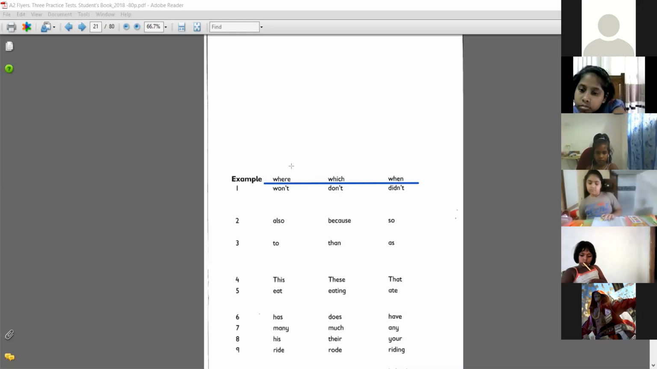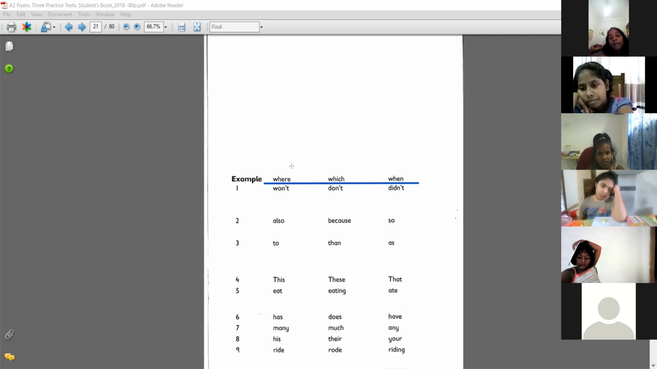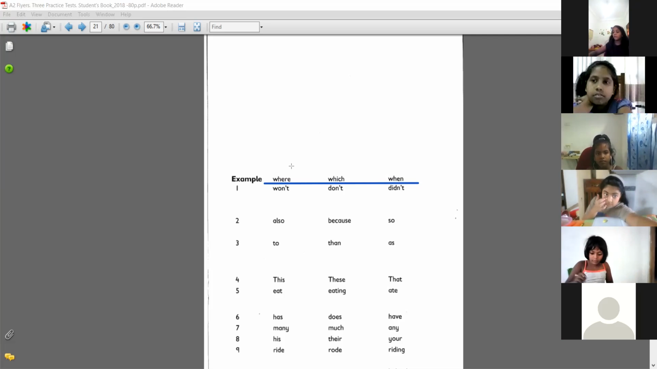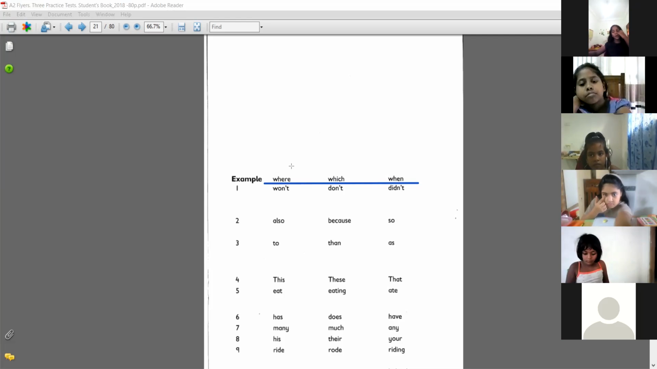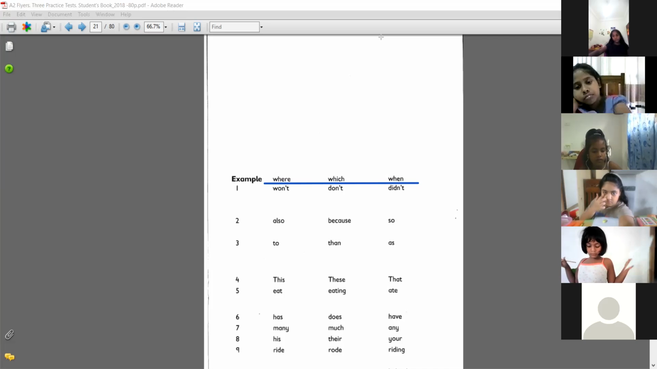Things mean pen, pencil, eraser, table, chair, color pencils, books. So we use which with things. Last one, when: we use when with time. What is time? Time means seven o'clock, eight o'clock, morning, afternoon, evening, night. That's the kind of time. Can you all understand? Yes, teacher. Next, look at this question.